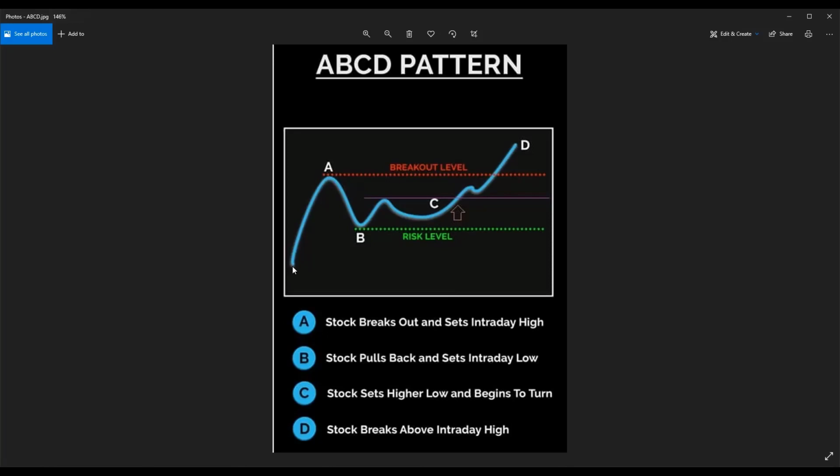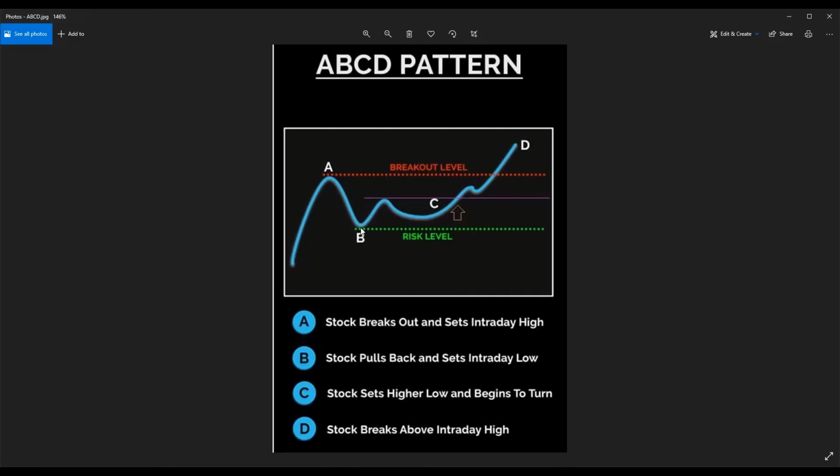And so usually from here to here, it's about 15 minutes. The stock price breaks out and sets an intraday high point. So this is the first high point of the day. Now the next 15 minutes, the stock pulls back and sets an intraday low point. And that's the B point right here. And typically it's about 30 minutes between opening and the B point.